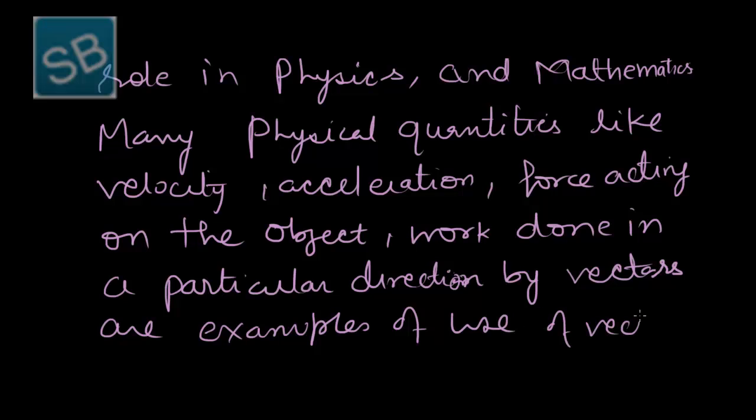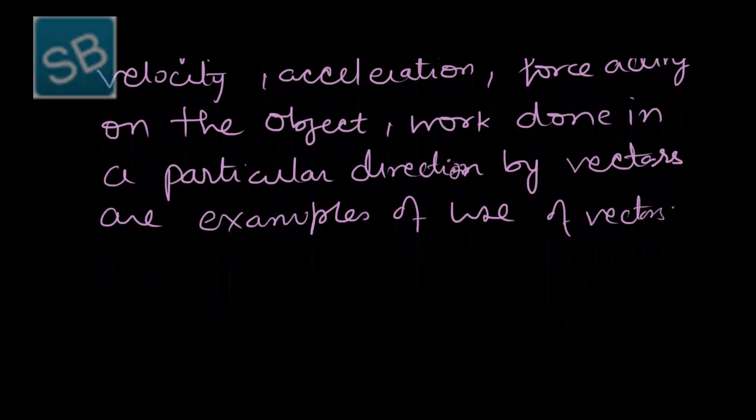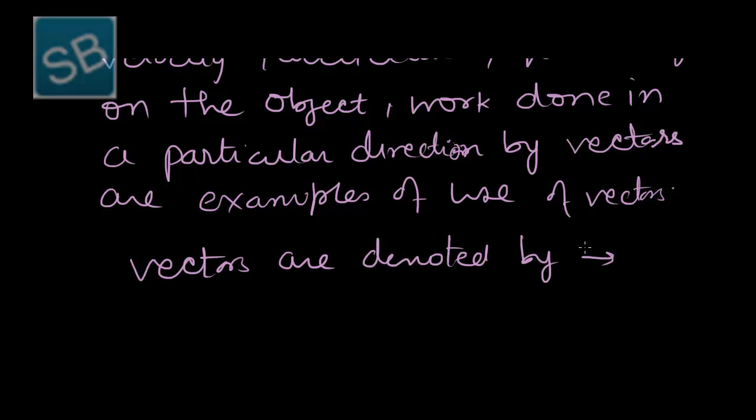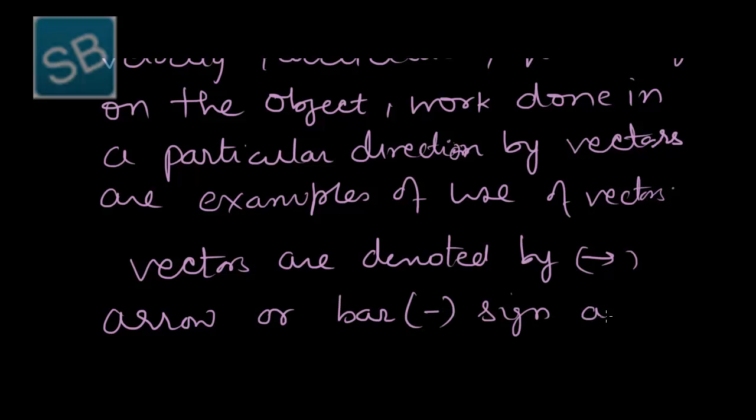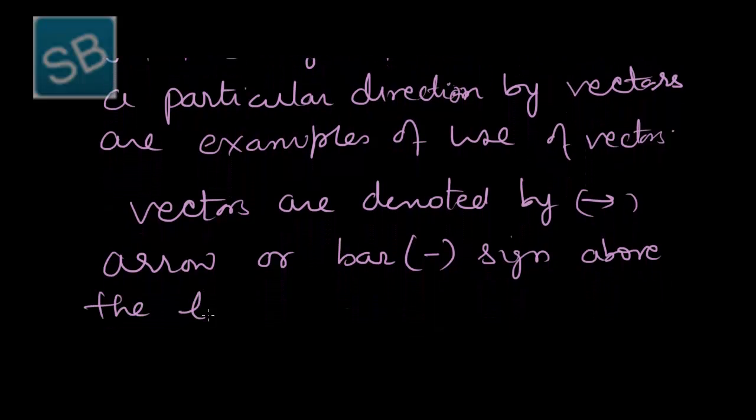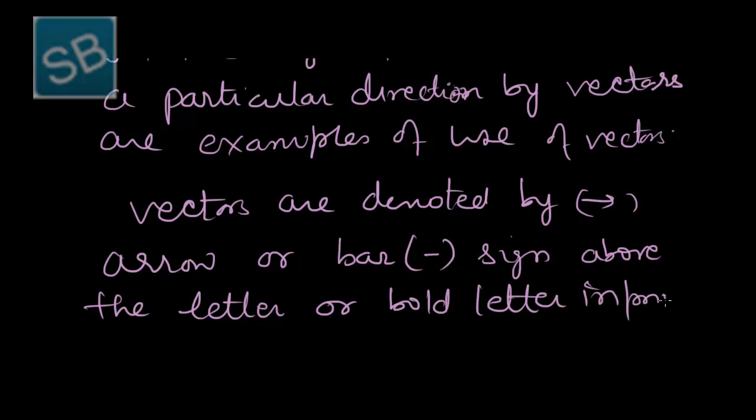Now the question arises, how can we denote a vector so that it looks different from a scalar? Vectors are denoted by an arrow or bar sign above the letter, or a bold letter in print form.